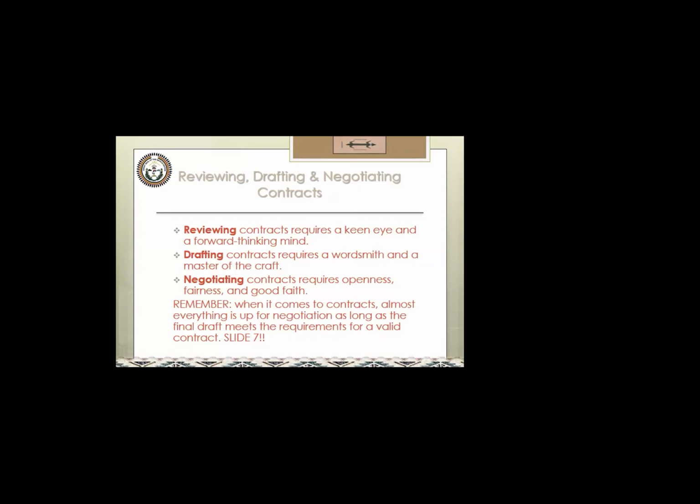Negotiating contracts. In the years that I've negotiated contracts on behalf of clients, or even on behalf of myself, negotiating requires being open, right? Being fair and negotiating in good faith. Some of the best contract negotiations that I've engaged in, both parties came to the table with an open mind. They're willing to communicate effectively, to listen when somebody's speaking, to be fair in their terms and provisions, right?